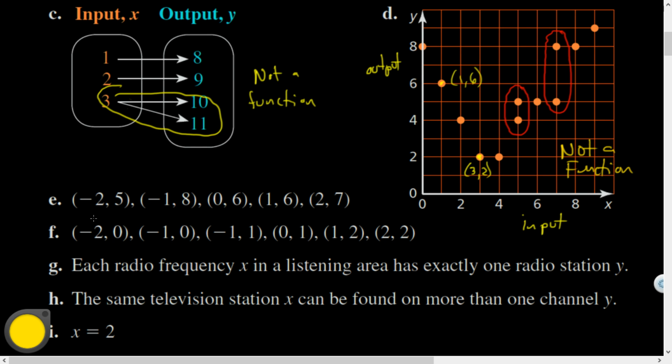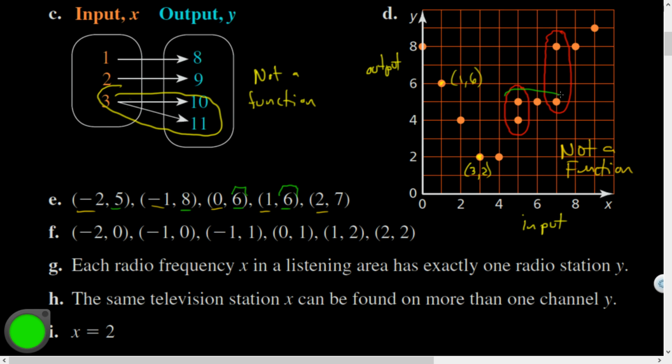All right, let's look at E. Here I've got a series of ordered pairs. I could graph these if I wanted, but let's just think about input and output. So here are my inputs. Do any of my inputs ever give me multiple outputs? -2 gives me 5, that's fine. -1 gives me 8, that's fine. 0 gives me 6. 1 gives me 6. Do I have a problem with these 6s repeating? No, because those are outputs. Outputs are okay to repeat.